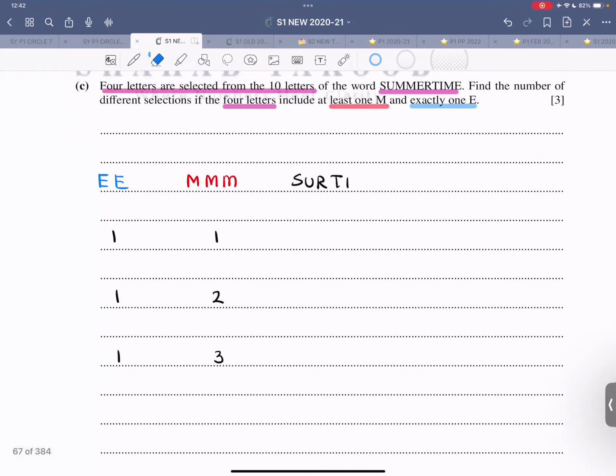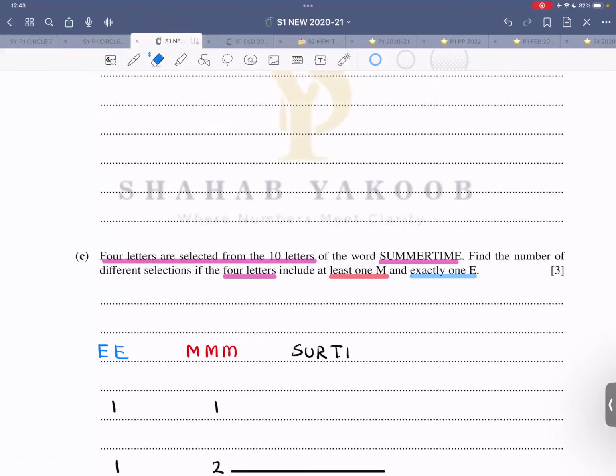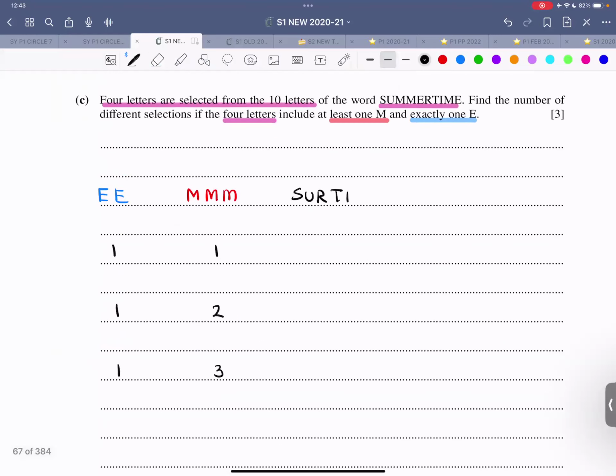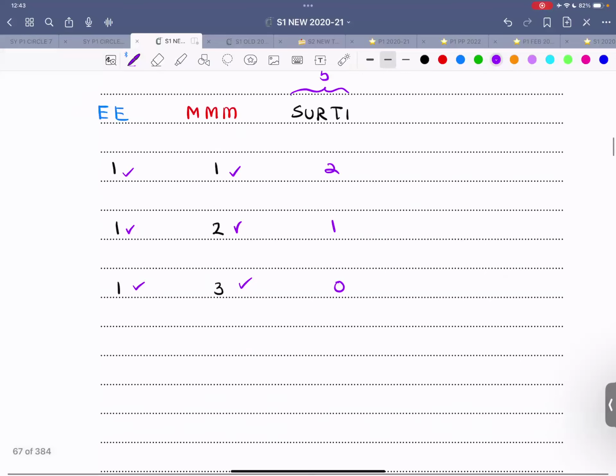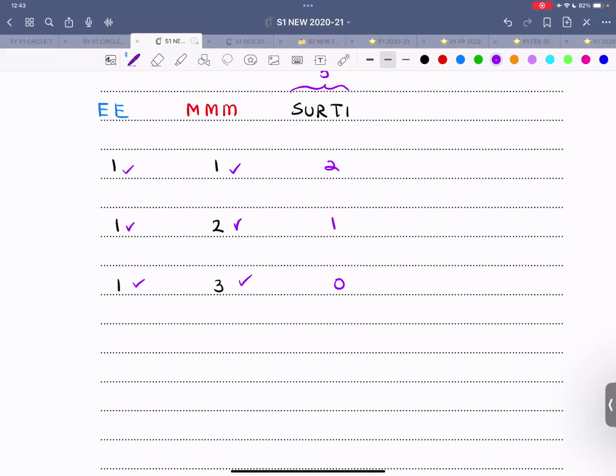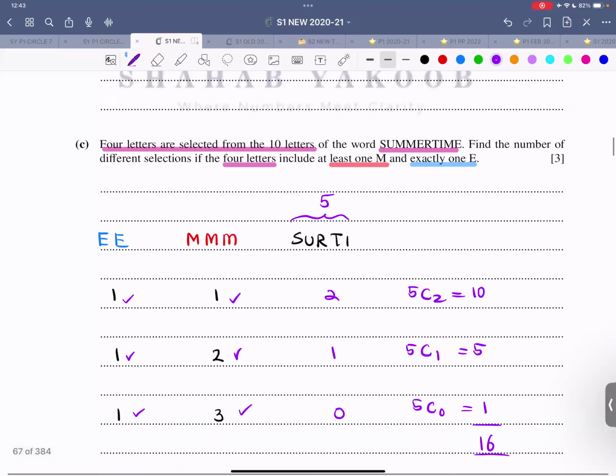Now we need 4 letters. So if I need 4 letters, what do I do? I have this one, that is 1 and 1 is 2, so 2 out of here. 1 and 2 is 3, so 1 out of here. 1 and 3 is 4, so 0 out of here. How many are there? 5. For the identical, we don't have to write any combination thing. We just select and discard the rest. So therefore, this is 5C2, which is 10. This is 5C1, which is 5. This is 5C0, which is 1. And it is simple addition. And this answer comes out to be 16. So that is how this particular question is done.